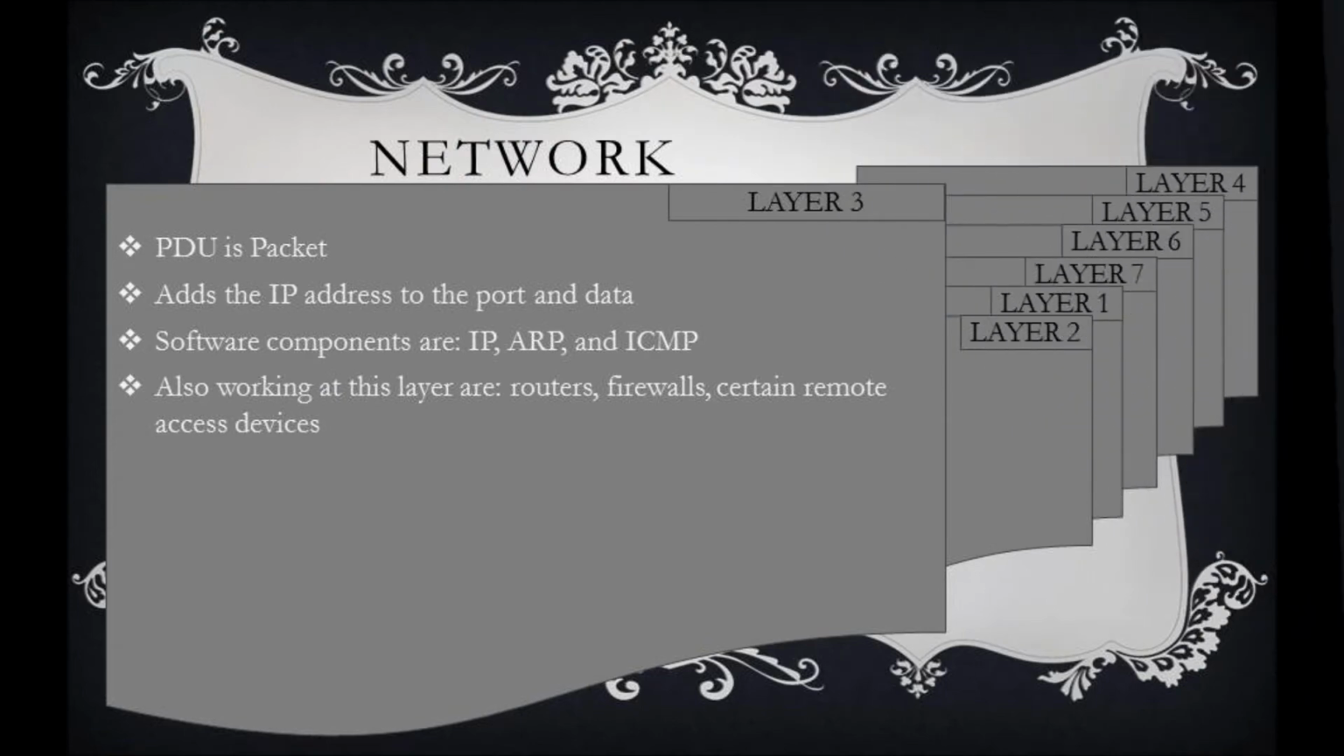Networking layer, Layer 3. At the networking layer, the protocol data unit becomes a packet. Some of the software components of the network layer are Internet Protocol, Address Resolution Protocol, and ICMP. Also working at this layer are routers, firewalls, and certain remote access devices. The problems that occur at the network layer often include incorrect IP addresses or subnet masks, incorrect router configuration, and router operation errors.